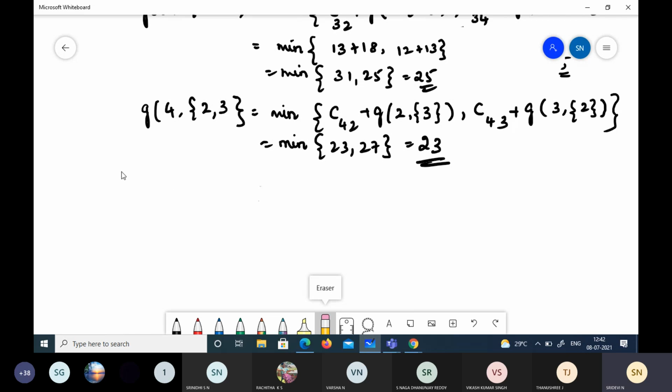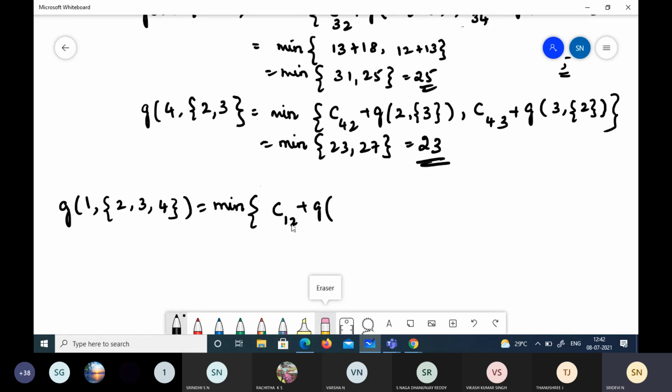So finally we will have G of, so that starting vertex 1, and to reach through this. So what is the shortest path to reach 1? Because we should have a cycle. We should start from 1, visit all these and return back at 1. So here it is nothing but minimum of the same way, C of 1J, which is nothing but 1 2 plus G of J is 2 here. S minus J is 3 4, isn't it?